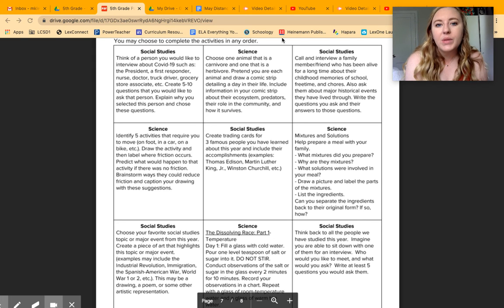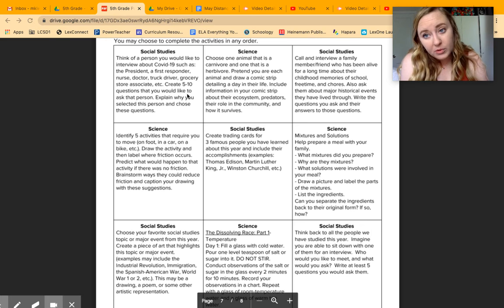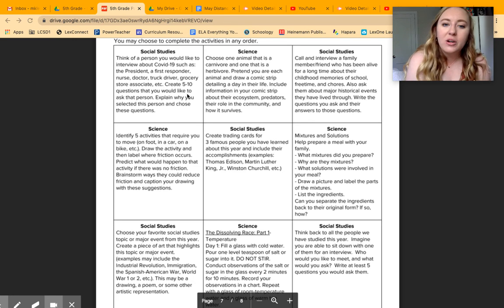In science, you're going to choose one animal that is a carnivore and one that is an herbivore. So they only eat plants, versus a carnivore that eats meat. And you're going to come up with a comic strip detailing their life and what happens in their ecosystem, who their predators are, and how they survive.